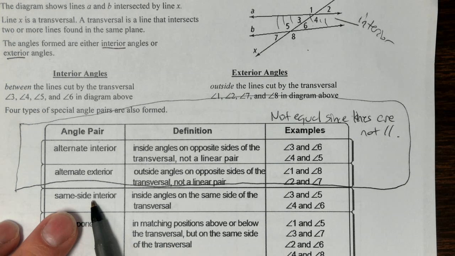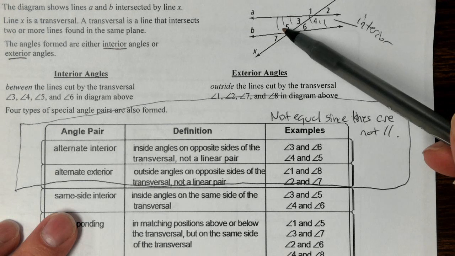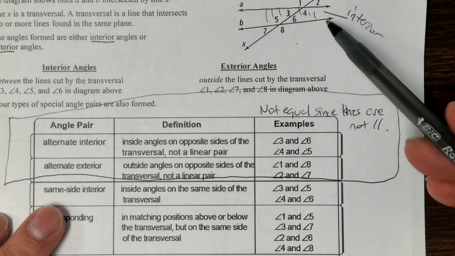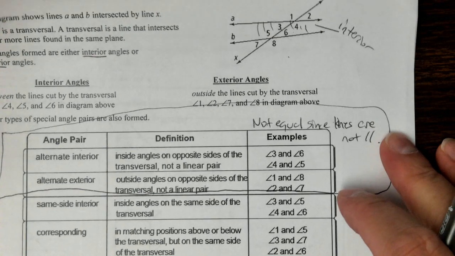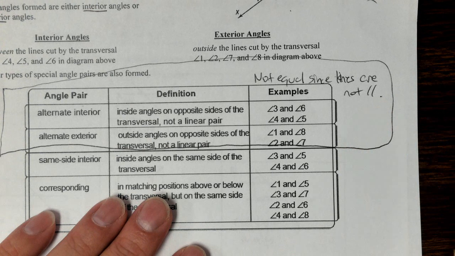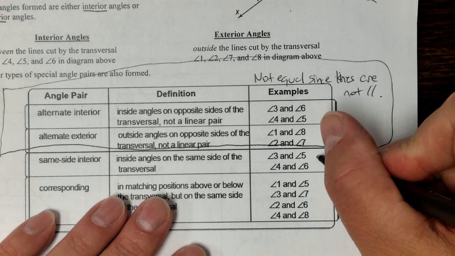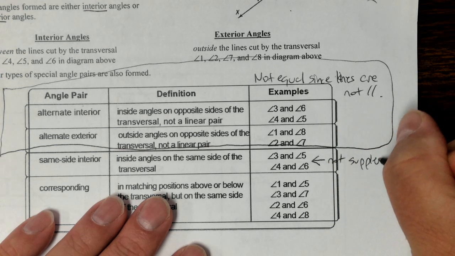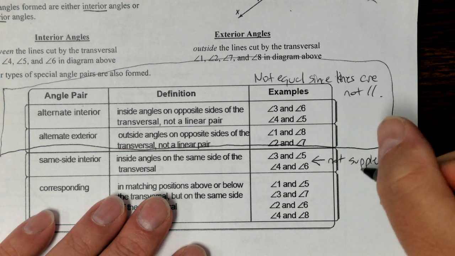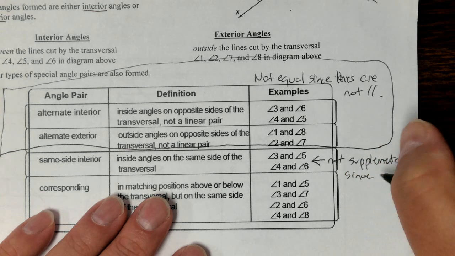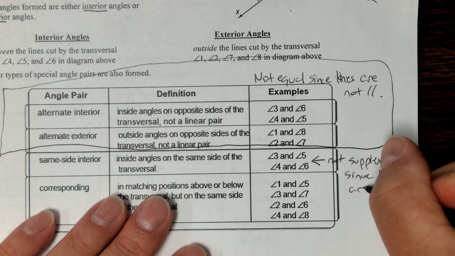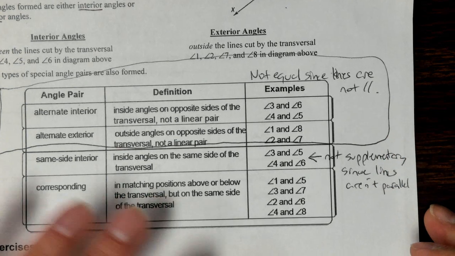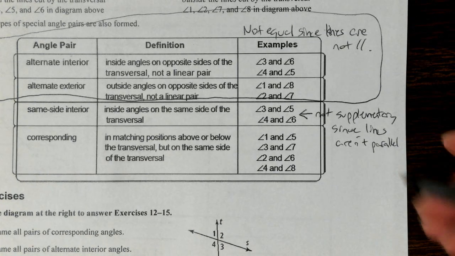And then for the same side interior, that'd be like 3 and 5 and 4 and 6. Again, normally these would be supplementary, but they're not, since the lines are not parallel. So I'm going to put not supplementary, since the lines aren't parallel.